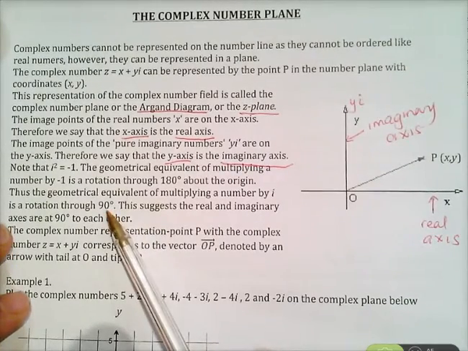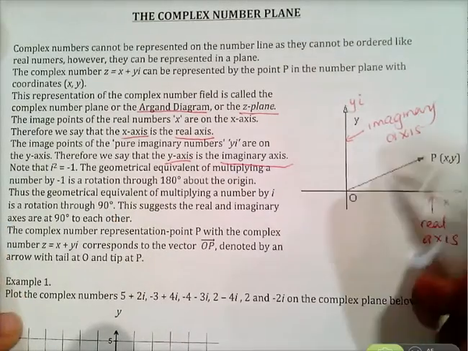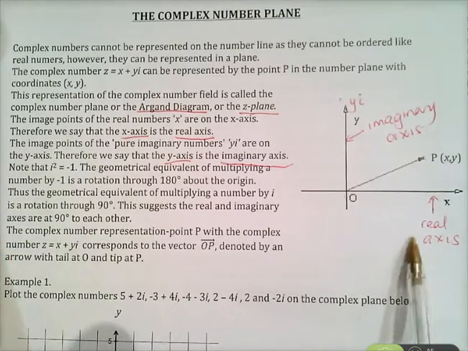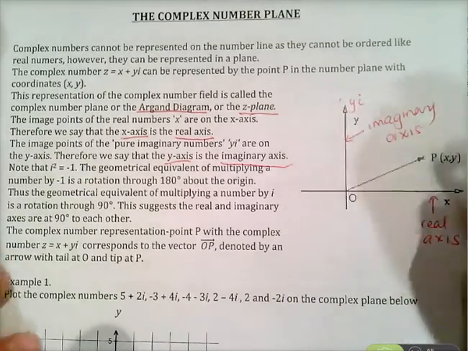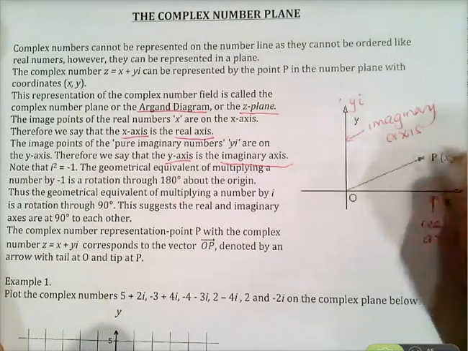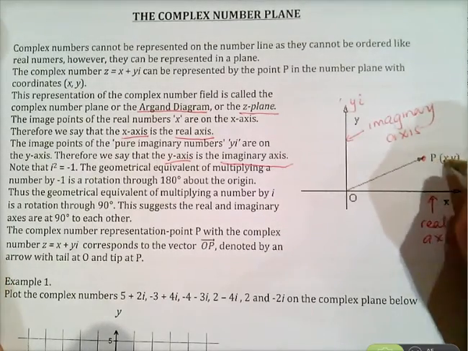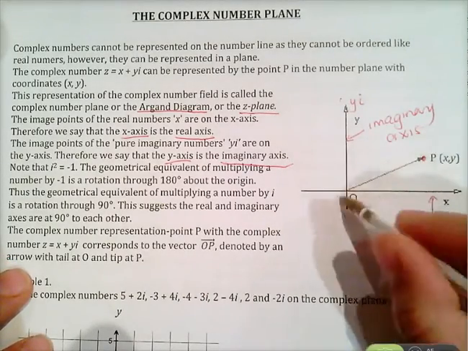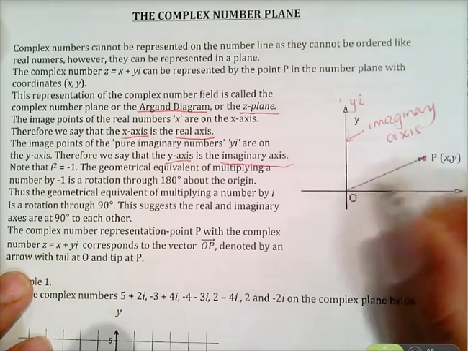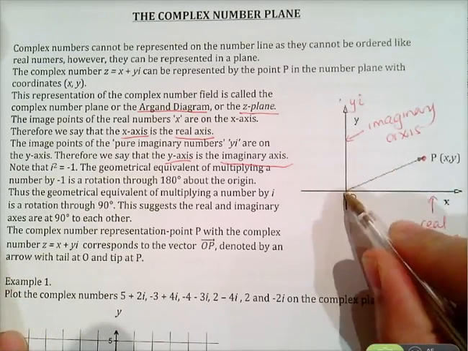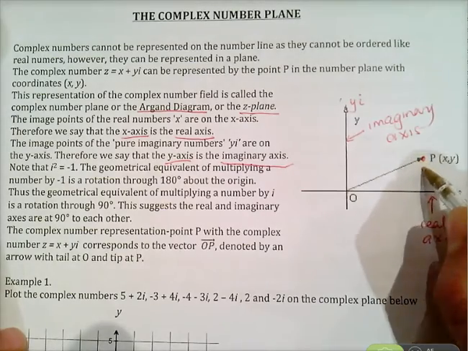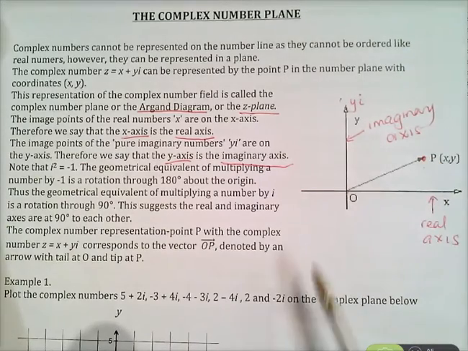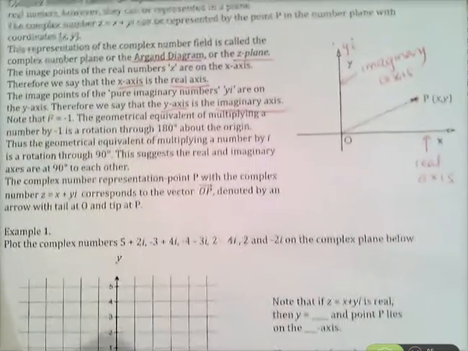You'll see this a little bit later on in the book, but just notice that the real and imaginary axes are at 90 degrees to each other. A complex number we can define as a point, for example the point P, but complex numbers can also be represented by vectors, like the vector OP with an arrow, which starts at O and finishes at P. The tail is at O and the tip is at P. Don't worry too much about that. We'll be doing a whole section on that.